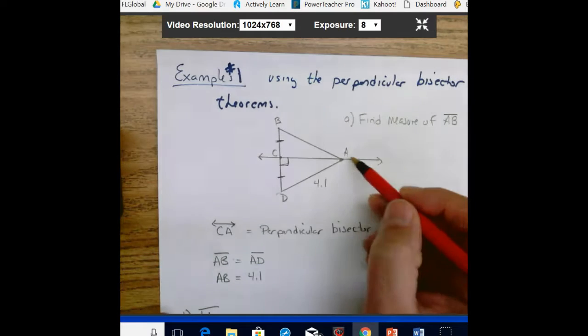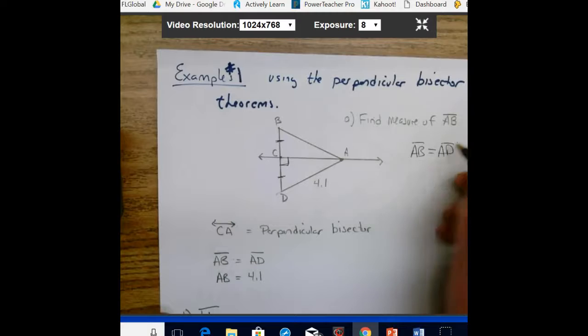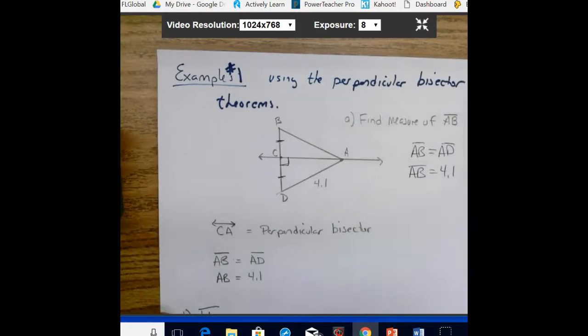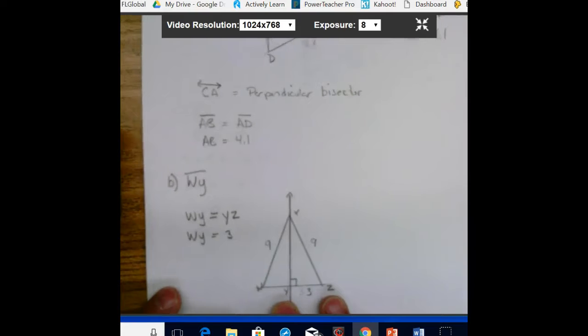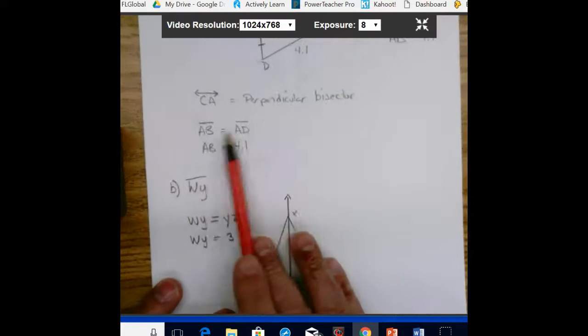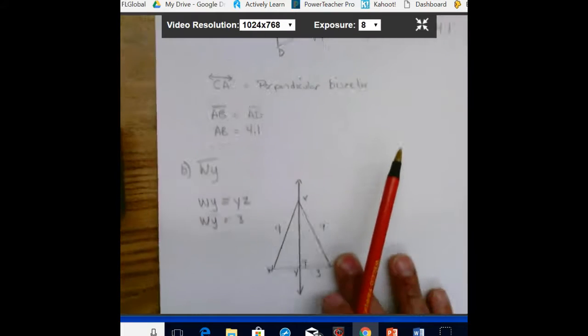So if we know this side, AB, is equal to AD, we can just say AB segment is equal to AD, and since AD is 4.1, AB is 4.1. Pretty straightforward. And you kind of see that down here. This perpendicular bisector, AB equals AD, AB equals 4.1. So let's look at the next one.